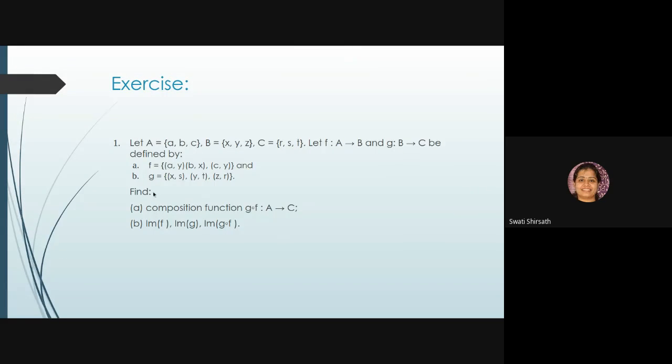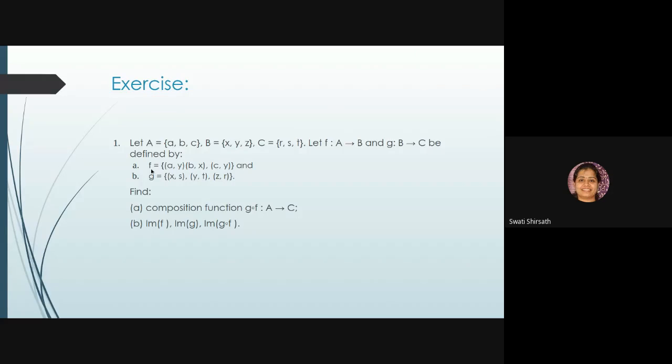Okay. Tell me the answer of a, composition of function g of f. What is it? Am I audible? Okay. Let's see how it can be calculated. Look at the screen, everyone. If you are solving, please look at the screen.